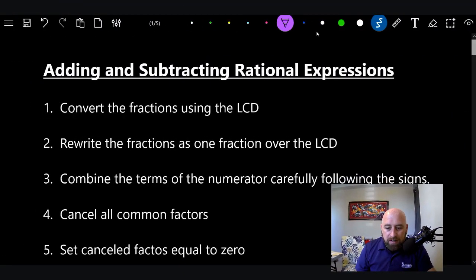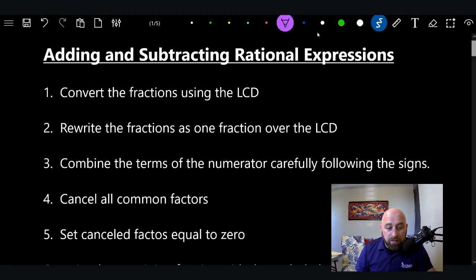We got a busy lesson here. So what we want to do is talk about adding and subtracting when they have different denominators. So first thing that we need to do, step number one, is convert the fractions to fractions with the LCD. That's what we did in the last class, okay? Step number two, we want to rewrite the fractions as one fraction over the LCD. That's what we did 2 classes ago when we were talking about how to add these fractions.